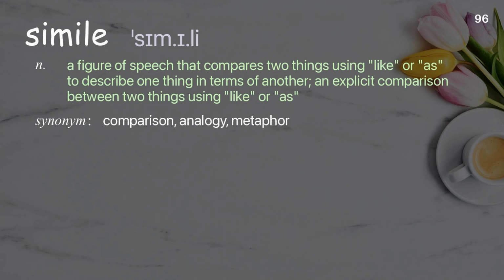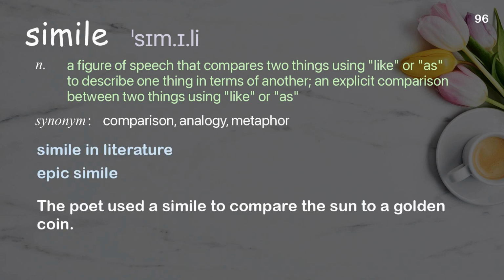Simile. A figure of speech that compares two things using like or as to describe one thing in terms of another. An explicit comparison between two things using like or as. Examples: simile in literature, epic simile. The poet used a simile to compare the sun to a golden coin.